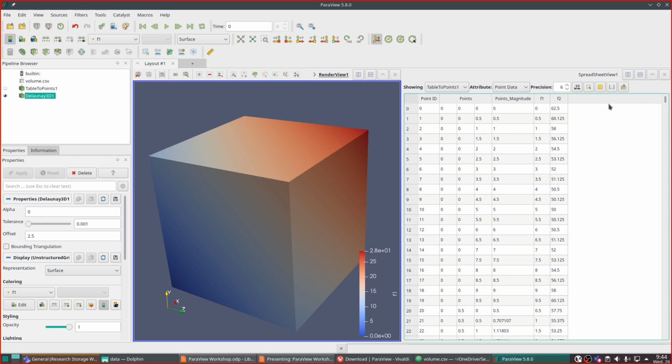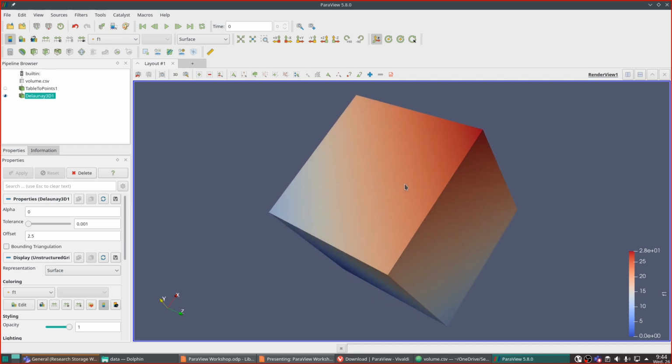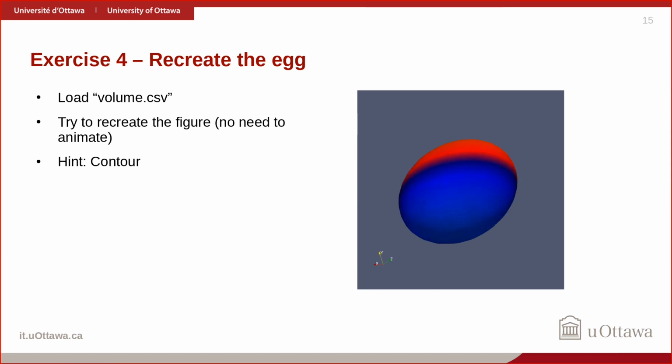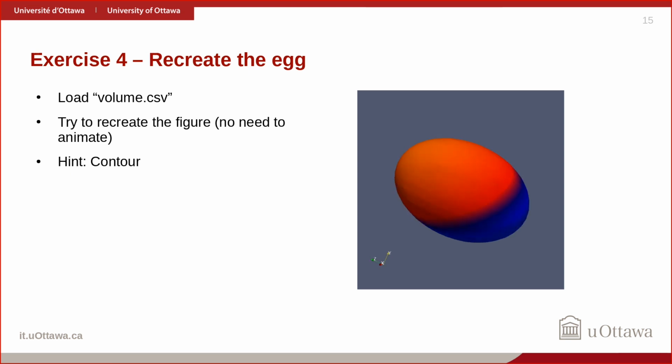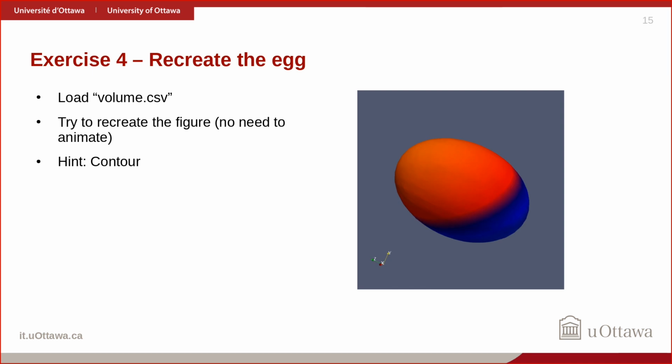And we can close this spreadsheet view using the X. And then we have the big view again. So you can try that as well. I want you to recreate this egg-like thing using the instructions I just showed you, how to load the CSV data. And I'm rotating it here automatically because it's a 3D figure. It's a bit hard to show if you're not moving it around. And the hint is that you should use the contour filter. So try to get it as close as possible to this egg thing as you can.